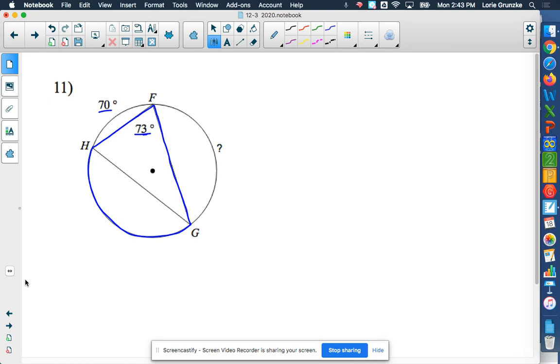Or some people would say there's 360 degrees all the way around. So if I take the 73 and double it, 73, 146, and then I add these two together, 70 and 146, and subtract from 360, I'll have it. Again, there's more than one way of doing it. Your eyes will tell you what seems the easiest.